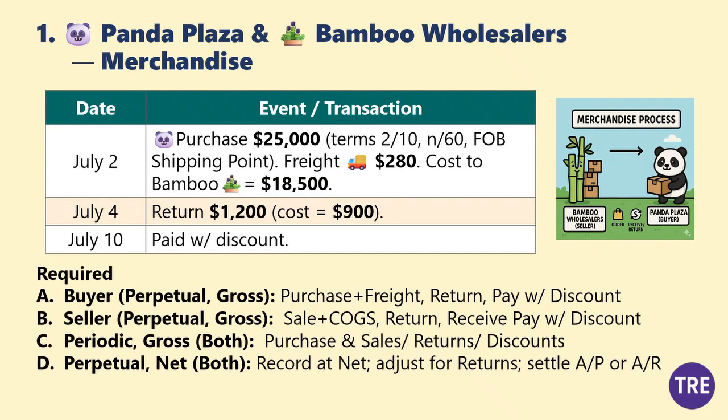Here's what we need to do. First, as the buyer, record the purchase with freight, the return, and then the payment with discount. Second, as the seller, record the sale and cost, the return, and then the receipt of payment with discount. Third, repeat the same steps using the periodic system instead of perpetual. The buyer uses purchases and freight in instead of inventory, and the seller waits until the end of the period to update cost. Finally, use the net method, record purchases and sales as if the discount will always be taken, then adjust only if it isn't.